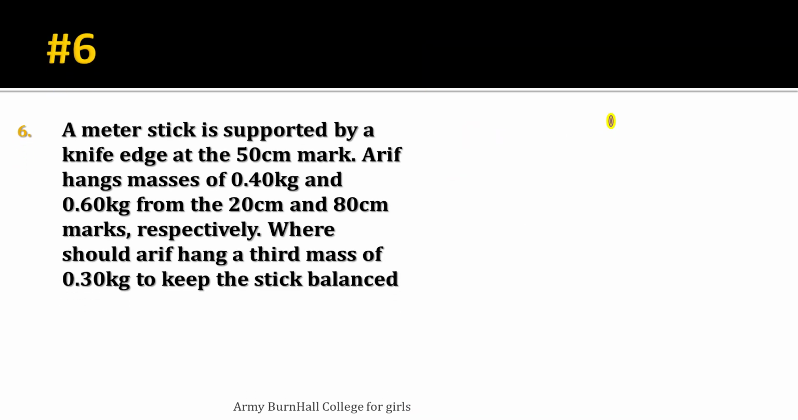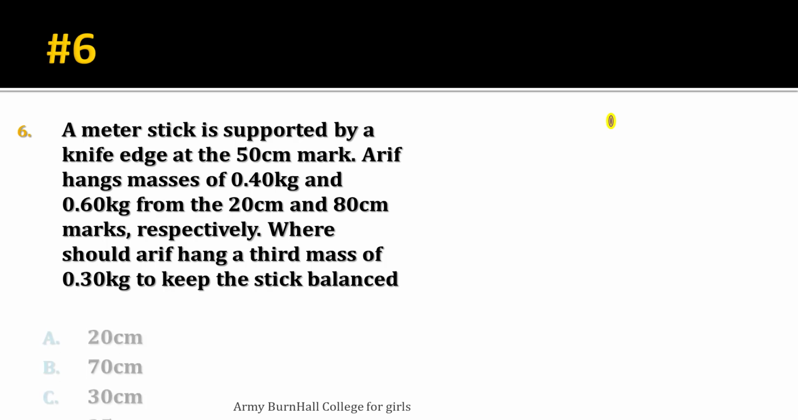MCQ number 6. A meter stick is supported by a knife edge at the 50 centimeter mark. Its center of gravity is at 50 centimeters. RF hangs masses of 0.40 kilogram and 0.60 kilogram from the 20 centimeter and 80 centimeter marks respectively. We have a rod on which two masses are hung. Where should RF hang a third mass of 0.30 kilogram to keep the stick balanced?